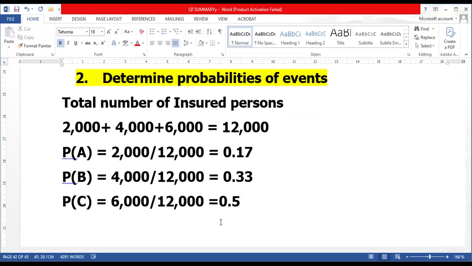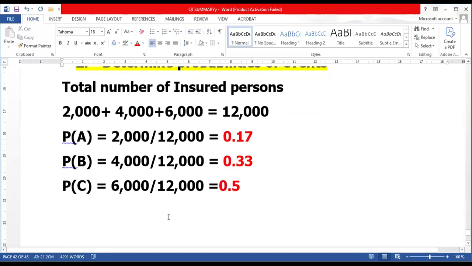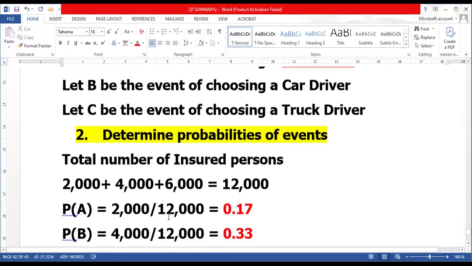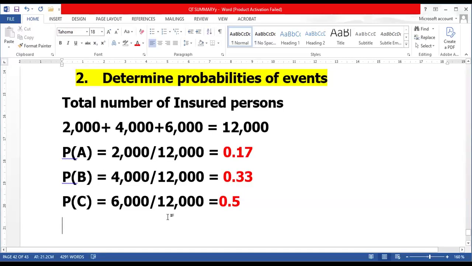So we have the total number of the insured persons. We have determined the probabilities of events. Sometimes you may find that you're given these probabilities direct, but like now in this question, they are not direct. But at this point, are we together? Before I go to step number 3.